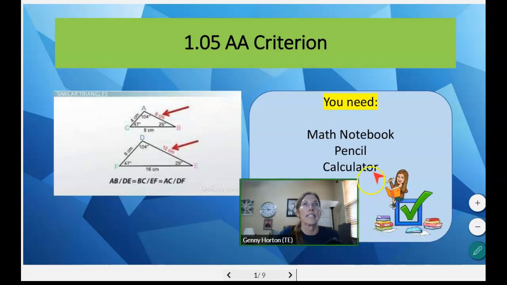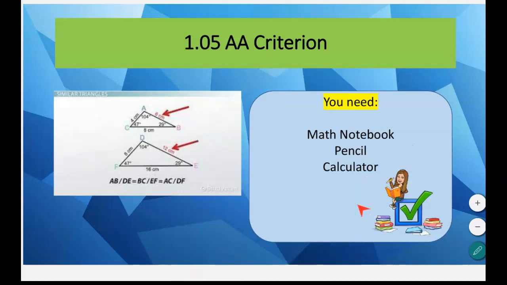All right, so today's lesson is 1.05 AA criterion. You're thinking, what is AA? You're going to find out in this lesson. So you need your math notebook, pencil, calculator. Again, make sure you are taking notes, working out those problems, and we'll go ahead and get started.